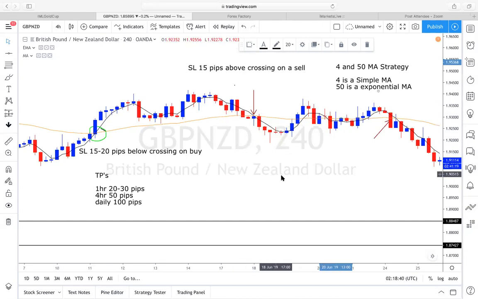Now, I'm going to show you something right now. When I show you this, y'all going to go crazy. What time frame are we on right now? And how many pips are we looking for? Tell me the time frame and tell me how many pips we're looking for.